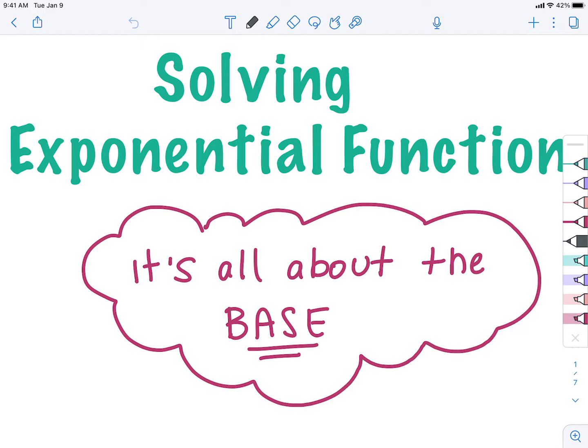When we're solving exponential functions, the most important part is the base. We've got to get the bases to be the same, and then we can solve. If we can't get the bases to be the same, at this point you're going to tell me that you can't solve it because the bases aren't the same. So it's all about the base. We've got to get the base to be the same in order for us to be able to solve these.